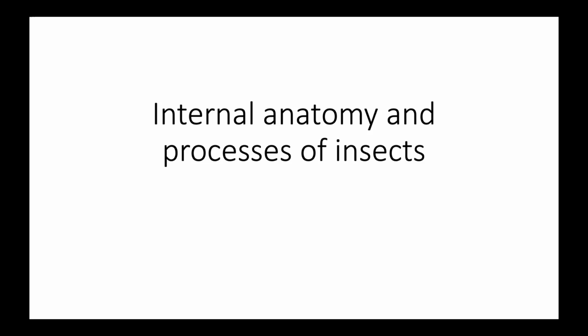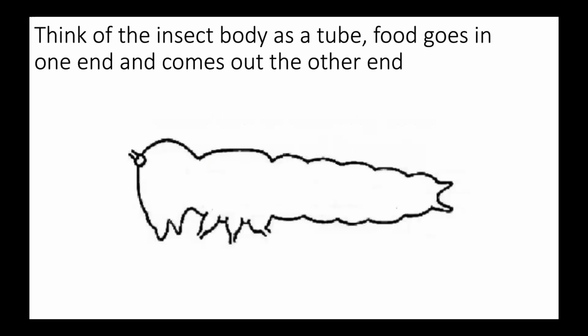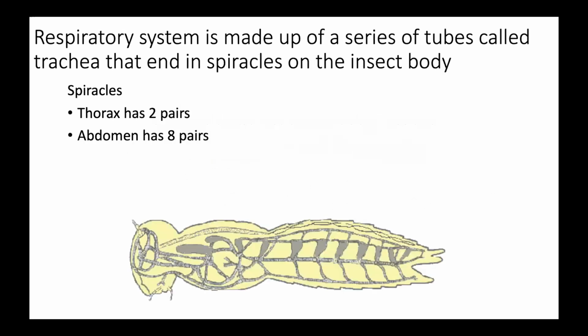So now I'm going to talk a little bit about the internal anatomy and some processes of insects. We won't go too deep into it, just really briefly, because we want to know how they work. If you think about the insect as a tube, like a food tube, food goes in one end and comes out the other end.